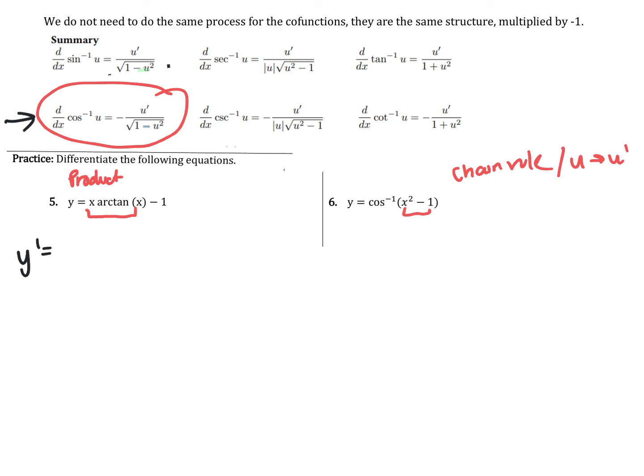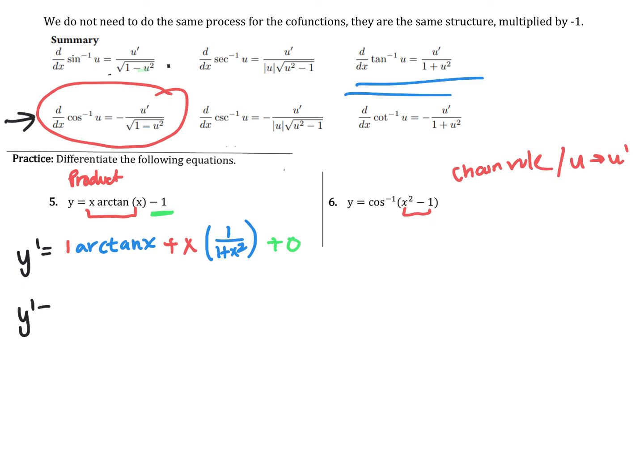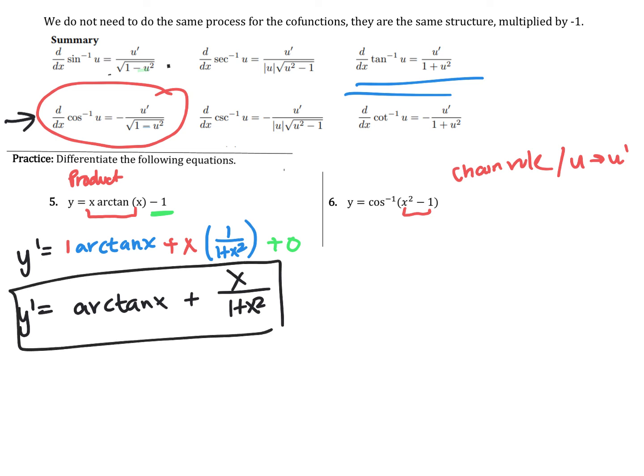Y prime is going to be, well, the derivative of the first function here, x, is 1 times keep the second function the same, arctangent of x, plus, because product rule, x times the derivative of arctangent, which I can find right here, is 1 over 1 plus x squared. And then we need to take the derivative of this negative 1, which is just 0. And then I'm just going to rewrite this so it looks a little bit nicer. Arctangent of x plus x over 1 plus x squared. That would be our derivative.